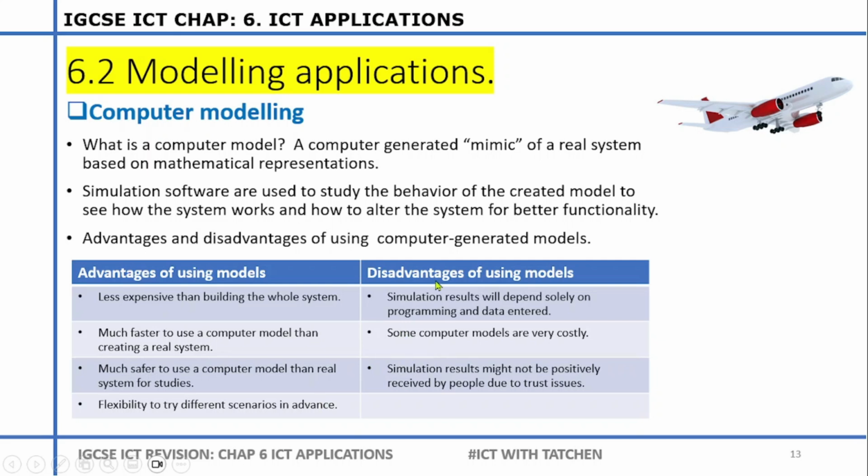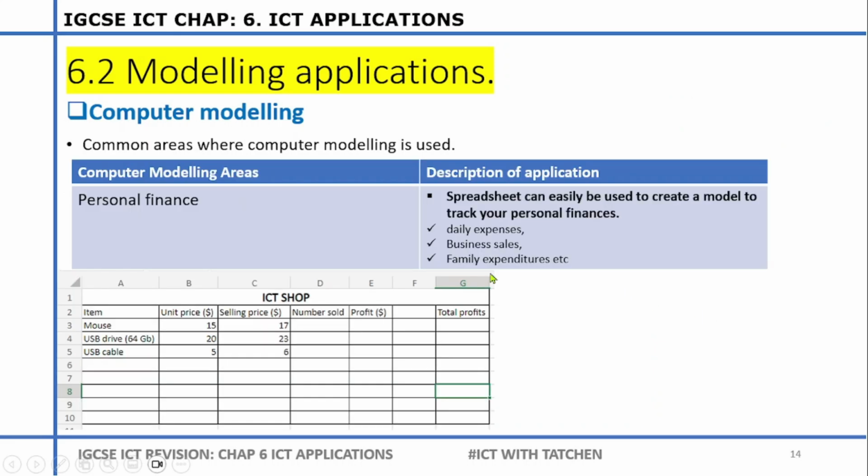Yeah, that's really good. Now, we can also look at the disadvantages. Simulation results depend solely on the programming and data entered. Some computer models are very costly, so those are things you need to look at. Simulation results might not be positively received by people due to trust issues. So at times, they simulate something and then they want to sell the idea to people, but some people, call them doubting Thomases, must see what you're talking about before they can actually accept it.